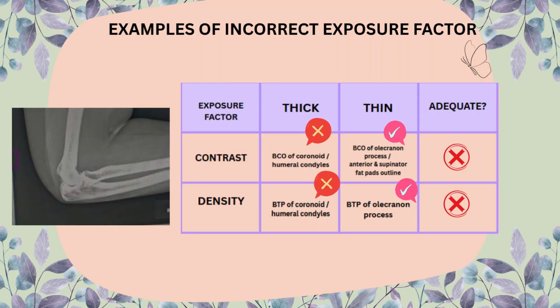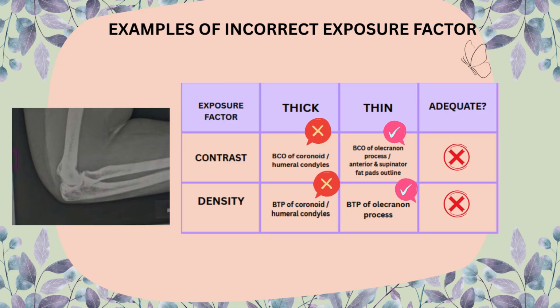Next, the image shows a lateral elbow. The kVp used is inadequate for penetration and radiographic contrast. This is because the bony cortical outline of the thick structure, which is the coronoid or humeral condyle, cannot be seen on the radiograph, while the bony cortical outline for thin structure, such as the olecranon process or anterior and supinator fat pads outline, can be seen on the radiograph.